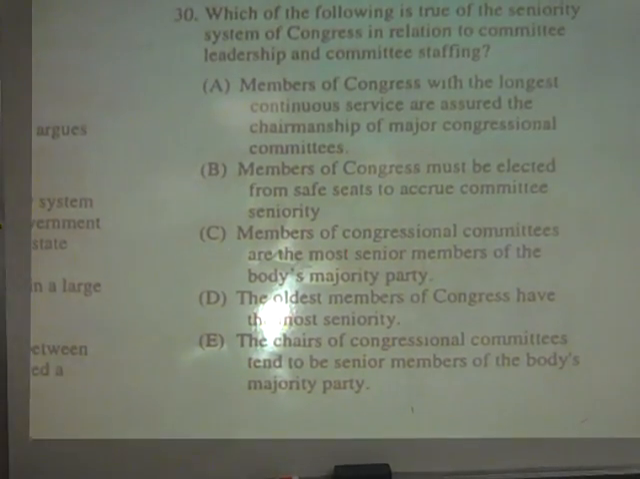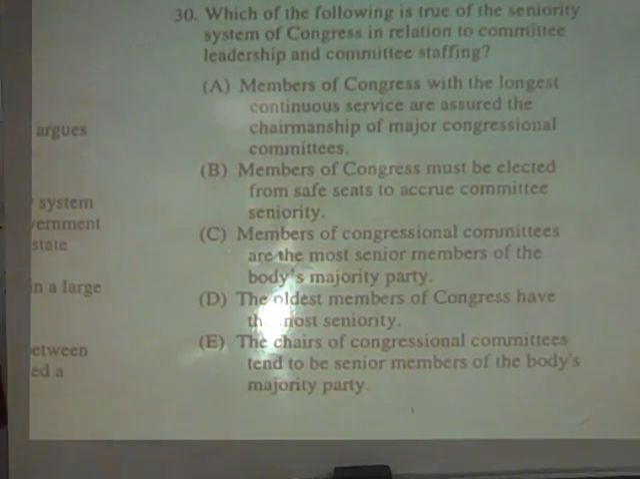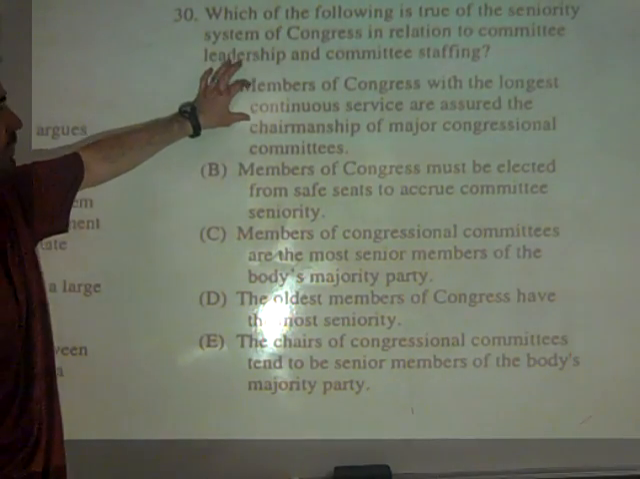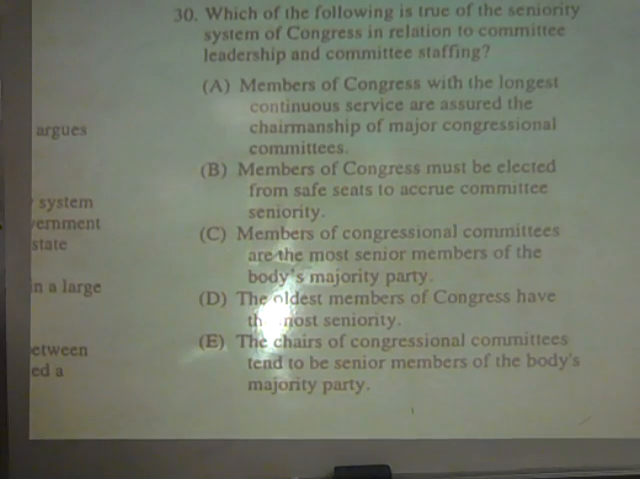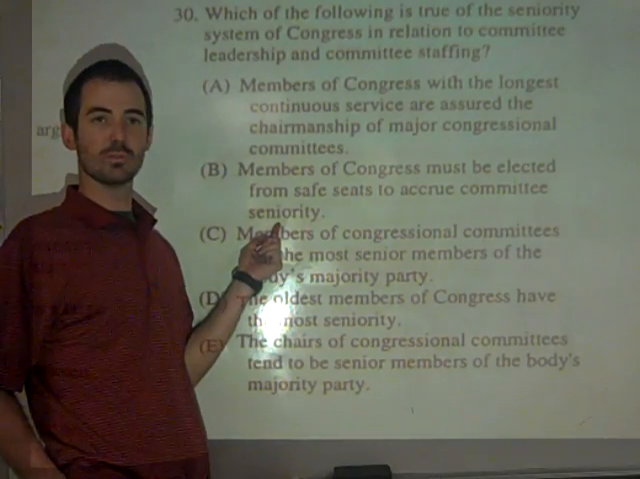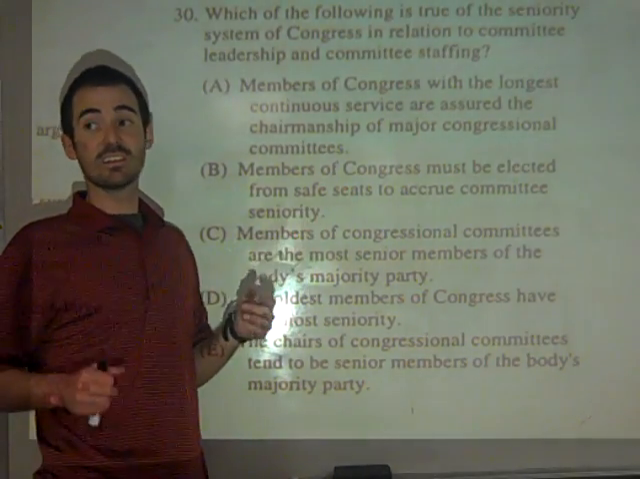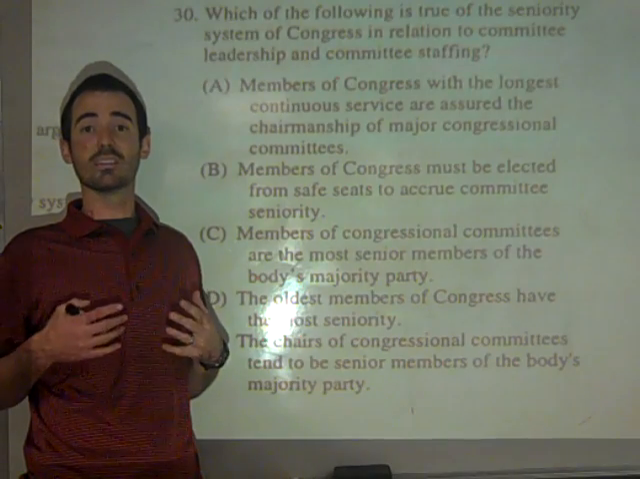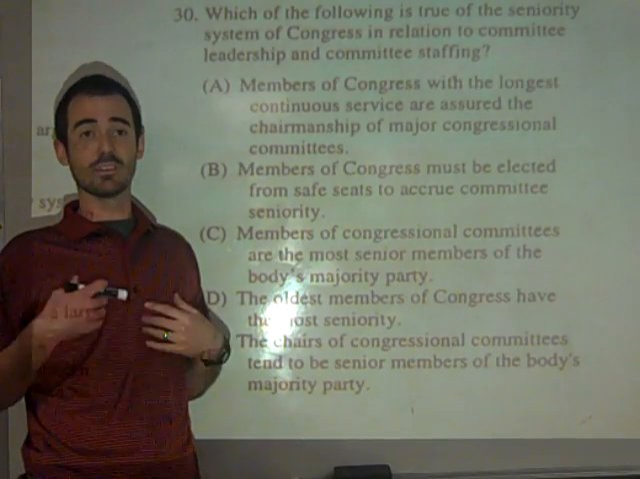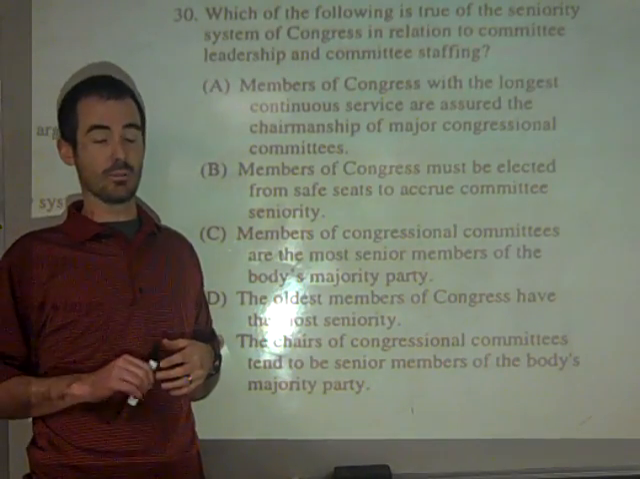Members of Congress with the longest continuing service are assured. Is that 100% the case? No. That's a good definition of seniority, but they're not assured the chairmanship. Members of Congress must be elected from safe seats to accrue committee seniority. That's not true. Seniority just means you've been there the longest. No, a safe seat is considered a seat that that party is likely to win again. The incumbent is likely to win it again, unless they're beaten in the primary.